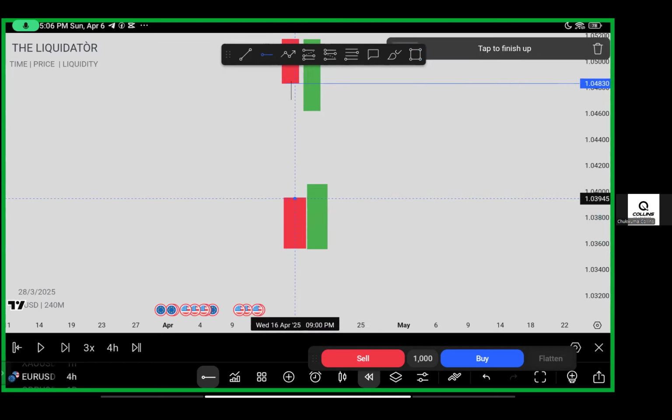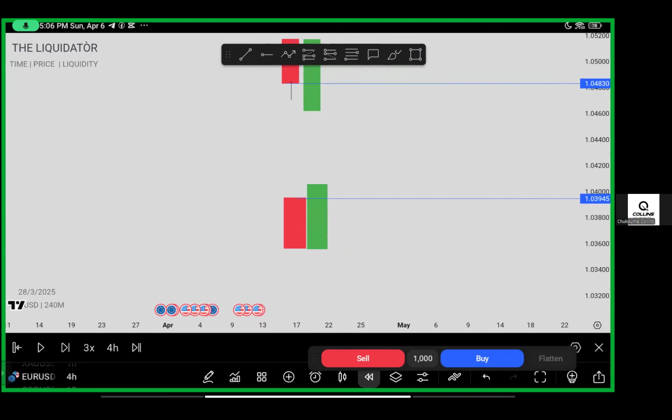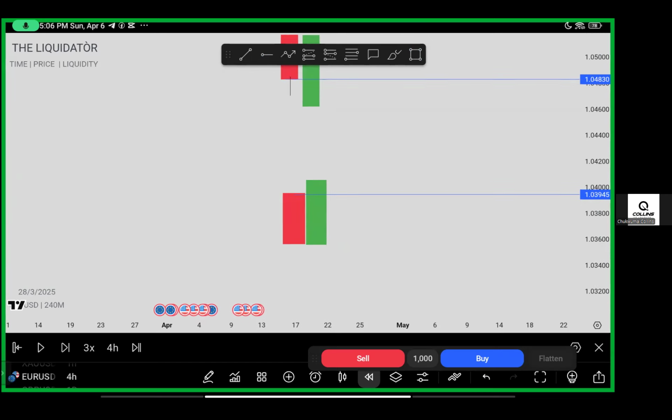Now these POIs I'm showing you guys, we're not going to randomly choose a 15-minute POI, 1 hour POI, any random time frame POI. These POIs I'm showing you guys have to be selected from the 4-hour time frame or the daily time frame. This is what we are going to be doing. So now let's move on.